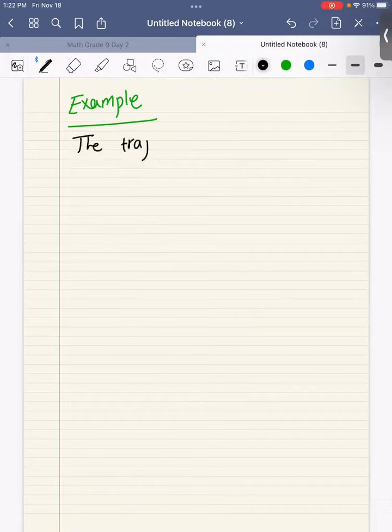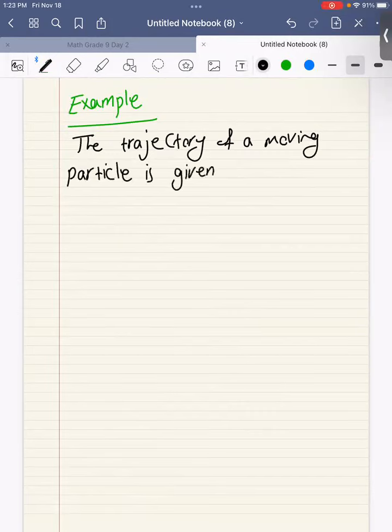Now let me give you a good example. We have a particle, and the trajectory of a moving particle, or a moving object, is given by x and y coordinates in terms of time t.